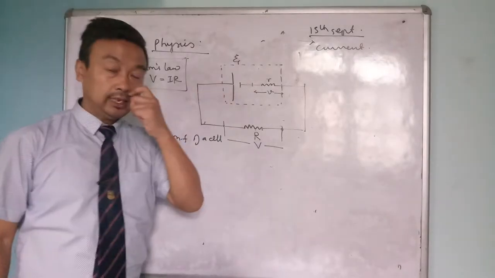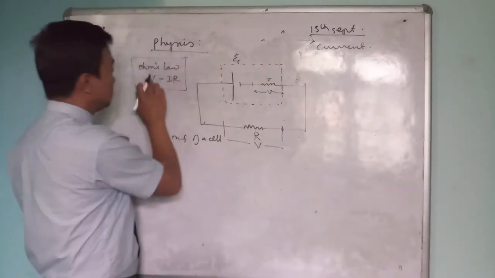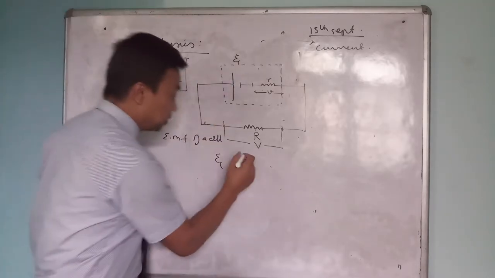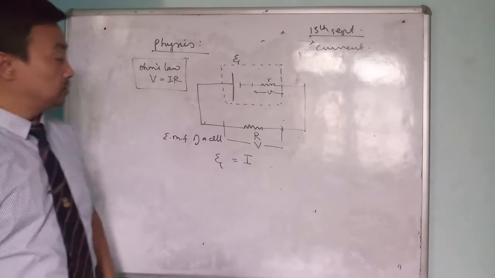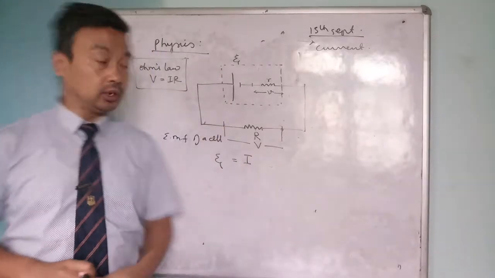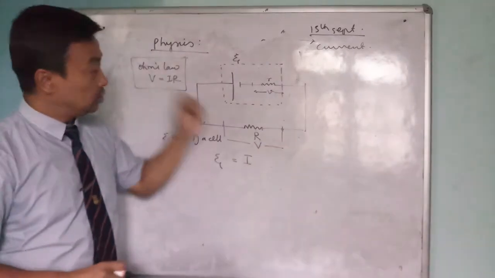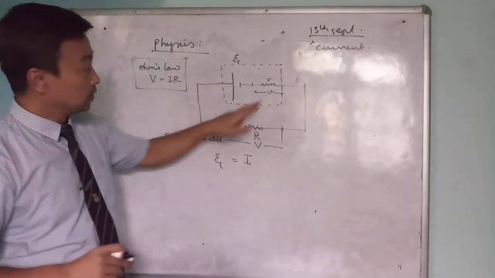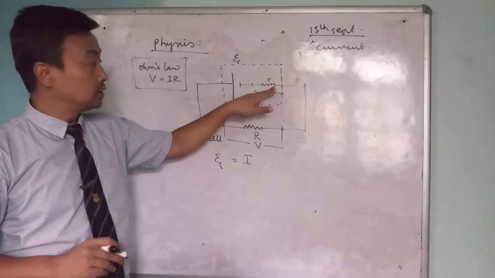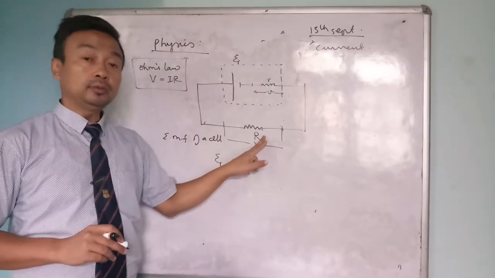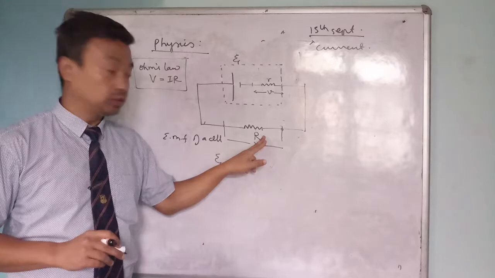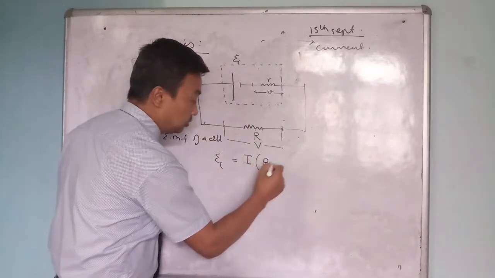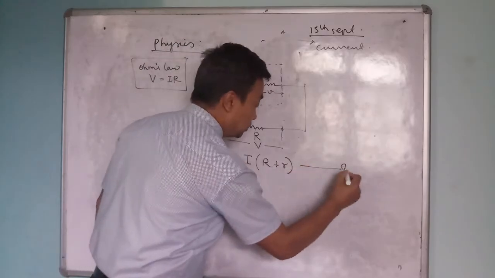Now what will be the EMF for the entire cell? That is the potential difference, epsilon. The current I coming out is the same current, but this is for the entire cell. If you observe, how many resistances are there? There are two resistances: the internal resistance inside the cell, and the external resistance outside. These two resistances are in series, so you have to add them. So this is your equation 1.